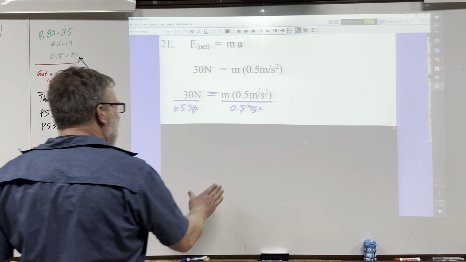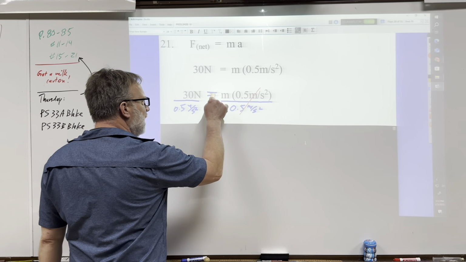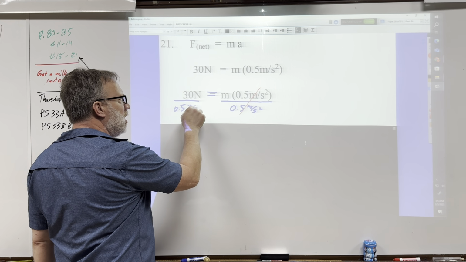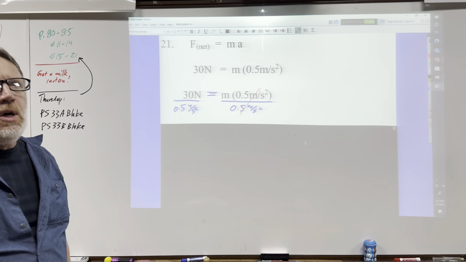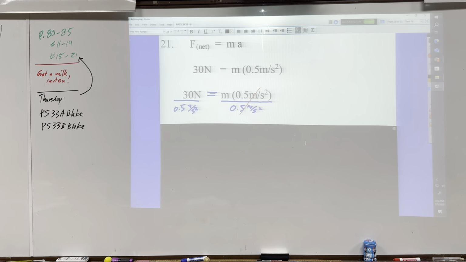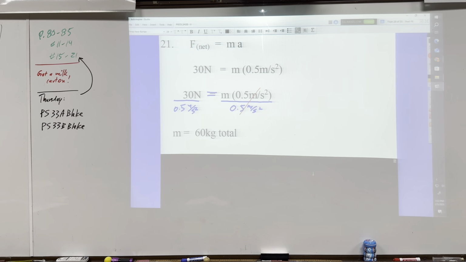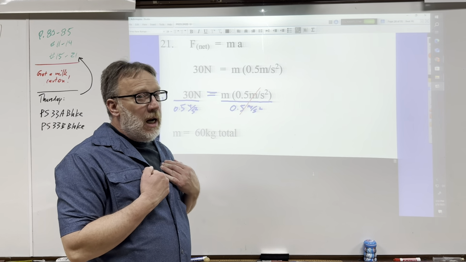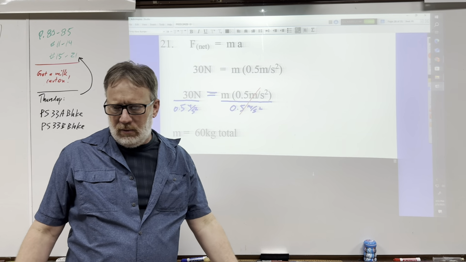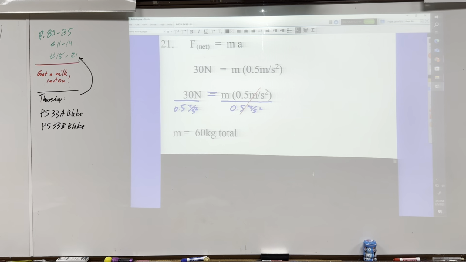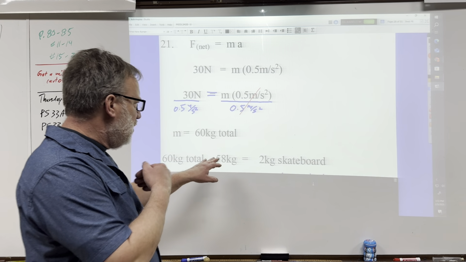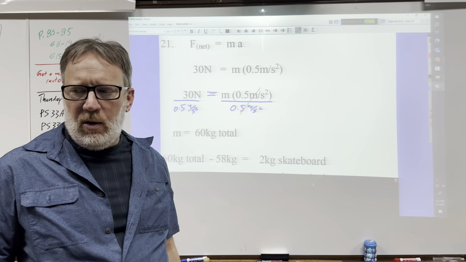Meters per second squared cancels over here, but to be equal, you divide it by 0.5 meters per second squared here. A newton is kilograms times a meter per second squared, because the meters per second squared is canceled, you are left with kilograms. And 30 divided by 1/2 is 60 kilograms. So if you and the skateboard are 60 and you're 58, what's the skateboard? That's the question. Well, if the total is 60 and yours is 58, the skateboard has to be 2 kilograms.